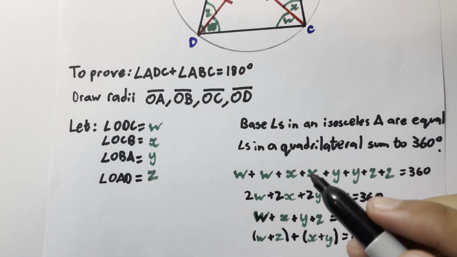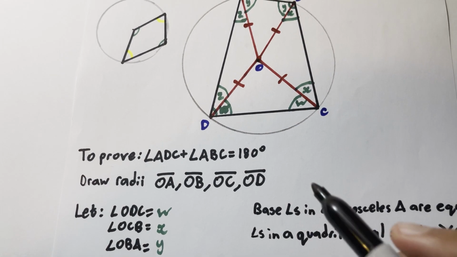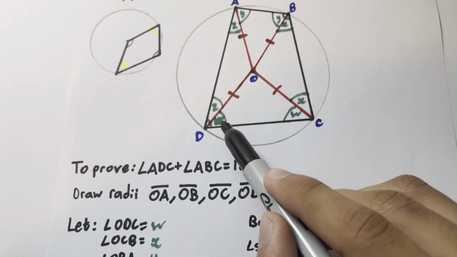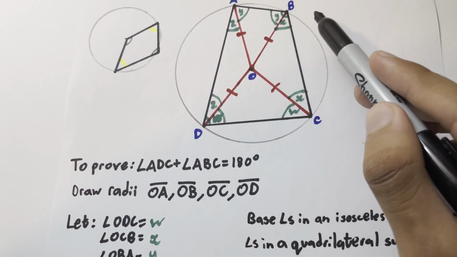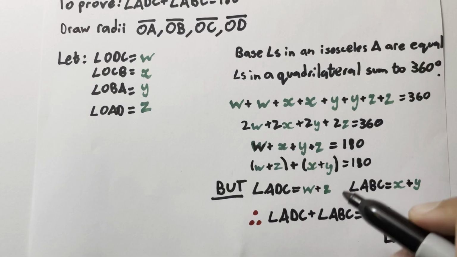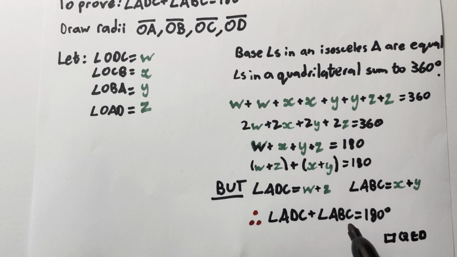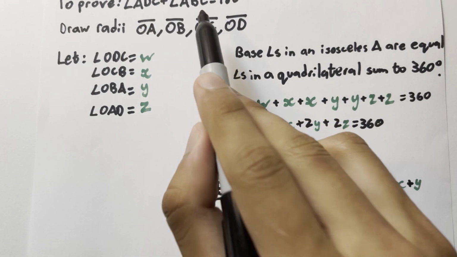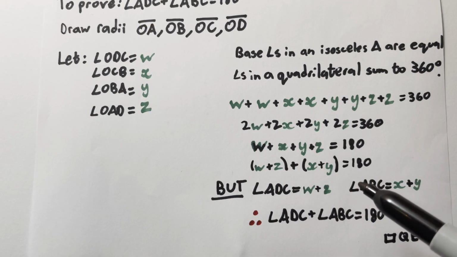Now, looking back at our original diagram, we can see that angle ADC is w plus z, and angle ABC is x plus y, and we can sub this back into our expression. Once we substitute those back in, we find that we're left with our original expression which we sought to prove. Therefore, we've proved the whole theorem.